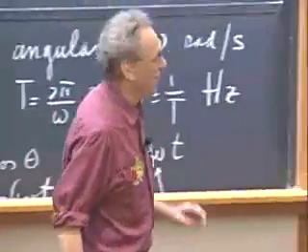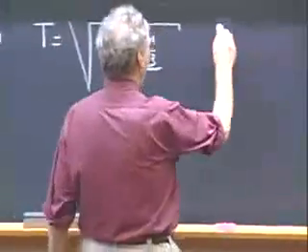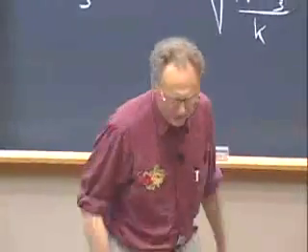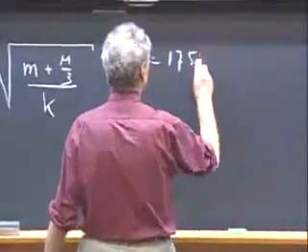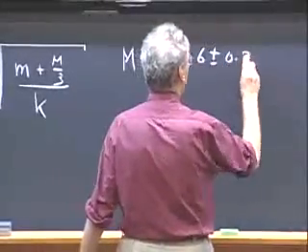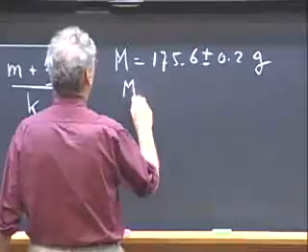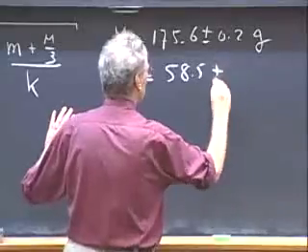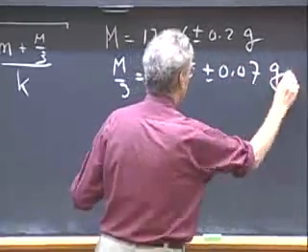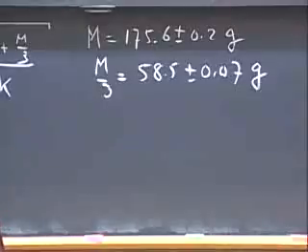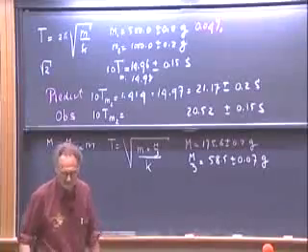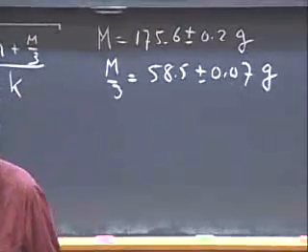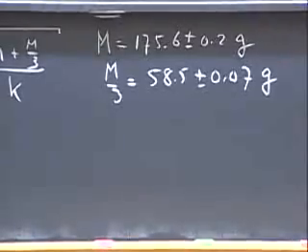So we can bring this to a test now. In other words, the mass of the spring, we have weighed that, in our case is 175.6 plus or minus 0.2 grams. And so M divided by 3 is 58.5 plus or minus 0.07 grams. That's a very small error, by the way. It's 0.1% error, 0.1% error. And so we can now do the following test.